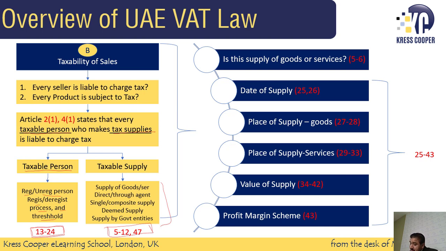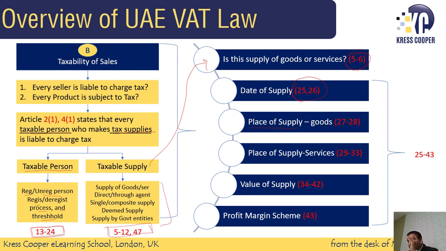As we discussed, supply can be supply of goods and services. We need to understand goods and services; Article 5 and 6 will tell us about this. We need to think what should be the tax point of supply, at what stage we need to charge the tax. Article 25 and Article 26 will guide us on the tax point. Then what is the place of supply? Where will this supply be taxable?